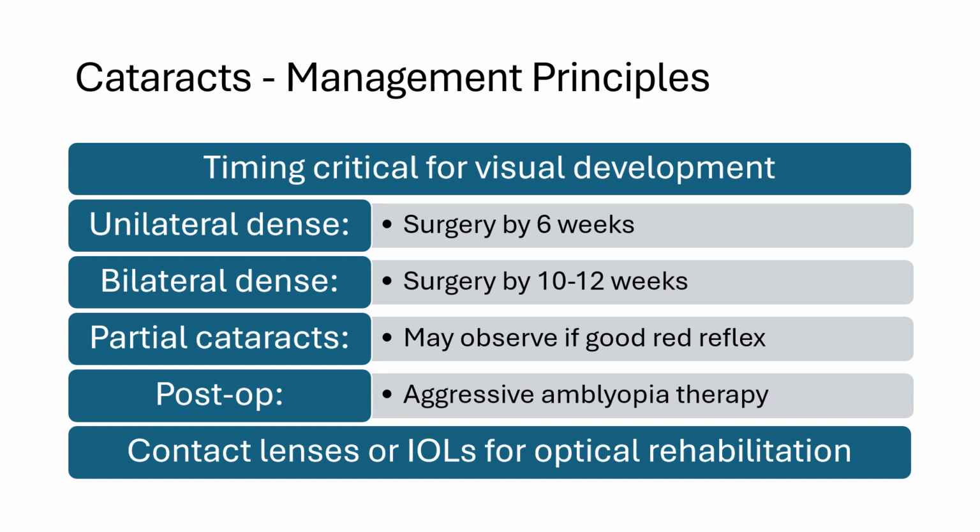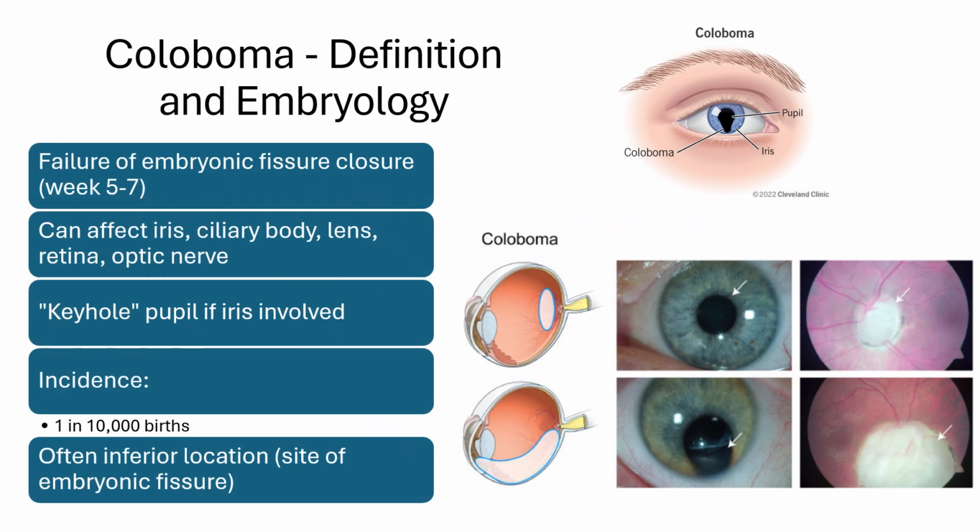Post-operatively, the real work begins. Aggressive amblyopia therapy becomes a years-long commitment for families. Contact lenses provide optimal optical rehabilitation in infants, though some centers now place intraocular lenses even in young children. Either way, preventing amblyopia requires meticulous attention to refractive correction, occlusion therapy when indicated, and frequent follow-up to ensure proper visual development continues throughout childhood.